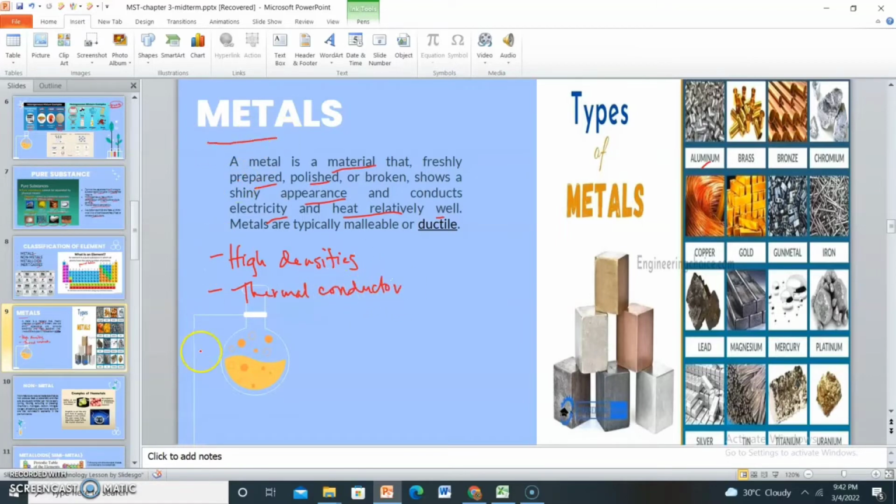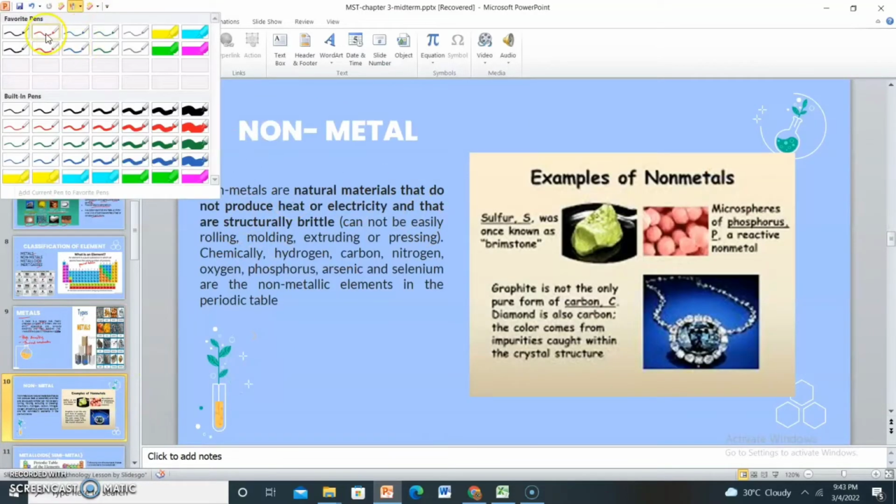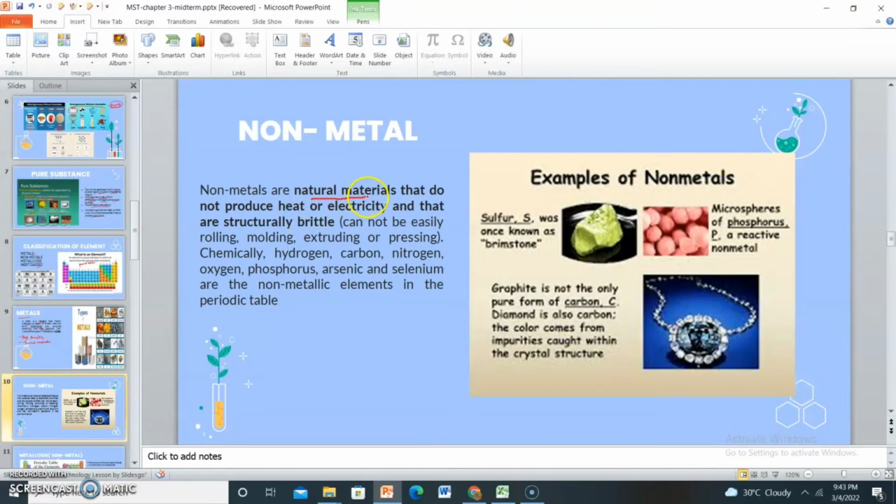That is metals. The next one is the non-metal. Non-metals are natural materials that do not conduct heat or electricity and that are structurally brittle. Brittle, they cannot be easily rolled, molded, or extruded. Chemically, hydrogen, carbon, nitrogen, oxygen, phosphorus, arsenic, and selenium are the non-metals in the periodic table.